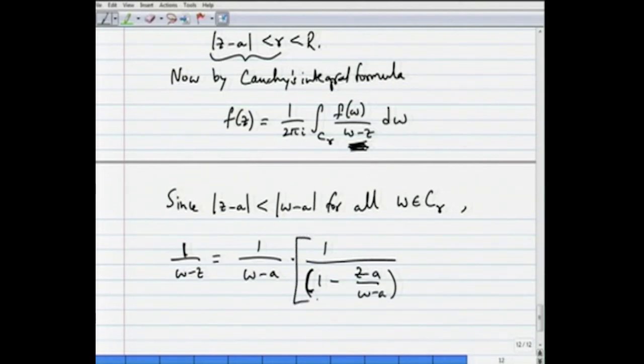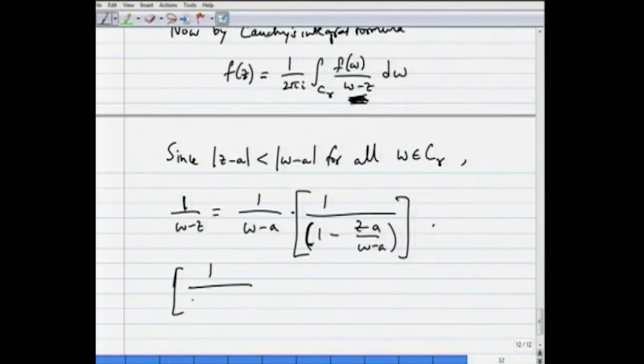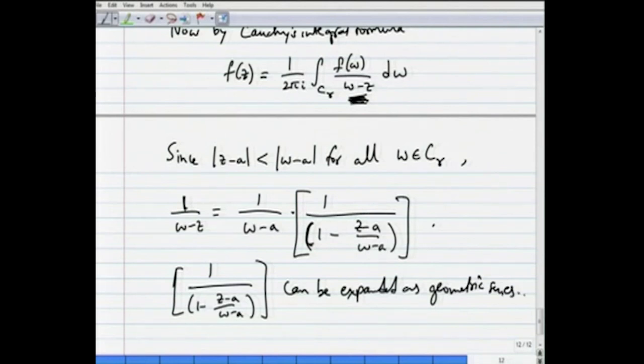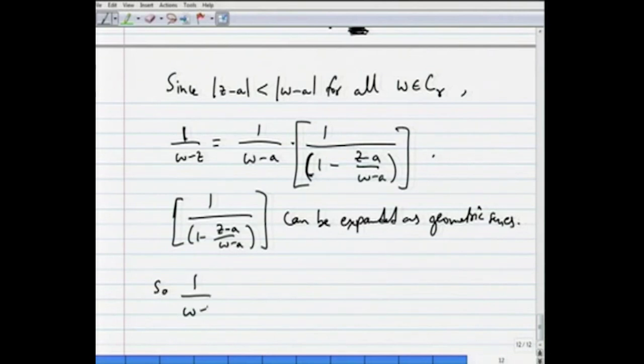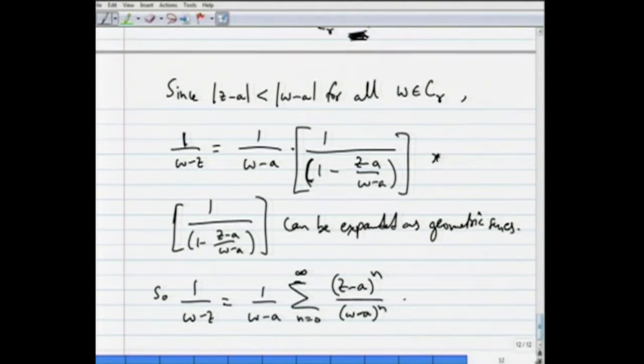we can expand this piece within the square parentheses as a geometric series. I will write that 1 by 1 minus z minus a by w minus a can be expanded as a geometric series. So 1 by w minus z is equal to 1 by w minus a times that geometric series, which is sigma n equals 0 through infinity of z minus a by w minus a whole raised to n, or z minus a power n divided by w minus a power n. So, that much I can do.